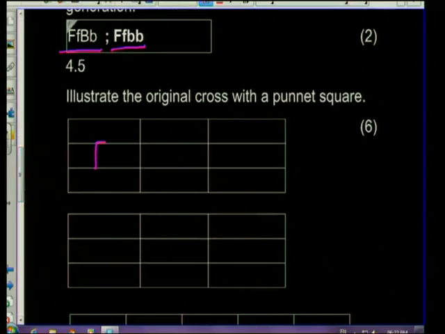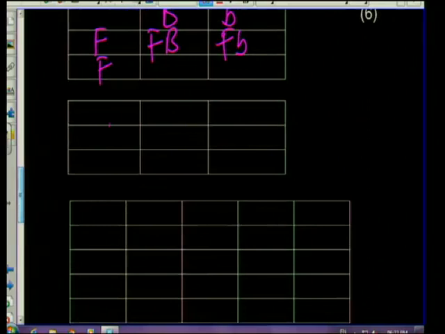It was FF capital B small b. So it will all be FB and F small b. All will be the same. The second one is even easier. It's small f, small f, small b, small b. So all will be small f, small b.